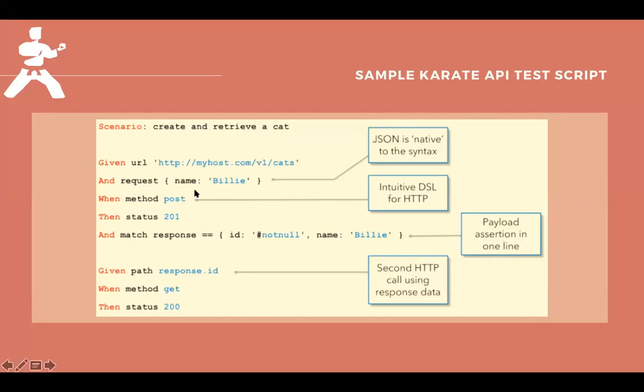So that's all about your Karate DSL, nothing much. This is all your API test case. No code, nothing, no compilation. We are done with this API test script. It's a very simple thing.